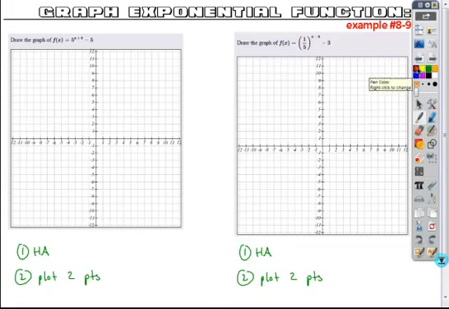Let's take a look at this first example here. Okay. When we look at this, the first thing we want to do is sketch our horizontal asymptote, which is going to be where? So y equals -5, so we're going to sketch that first.